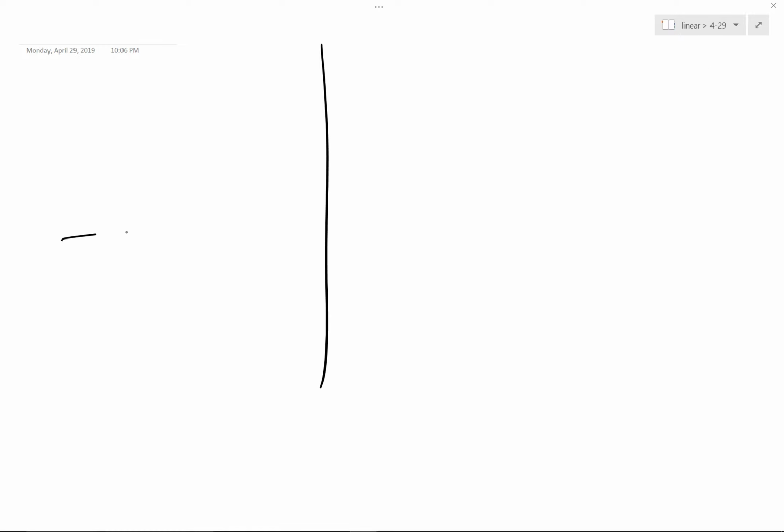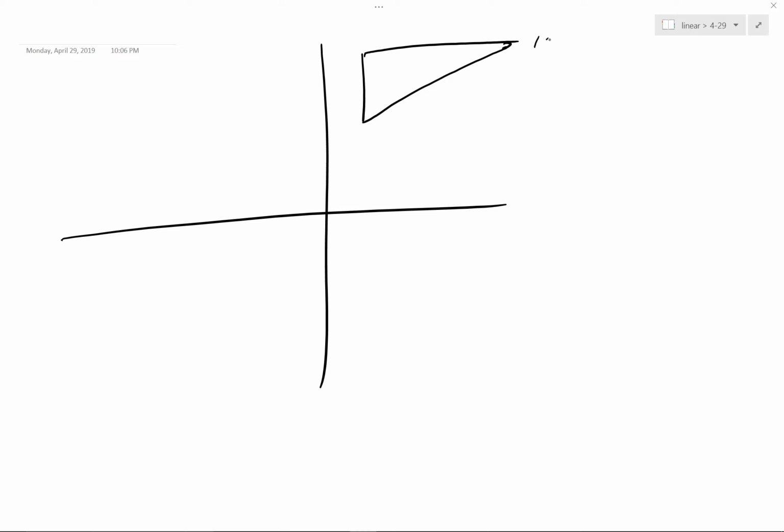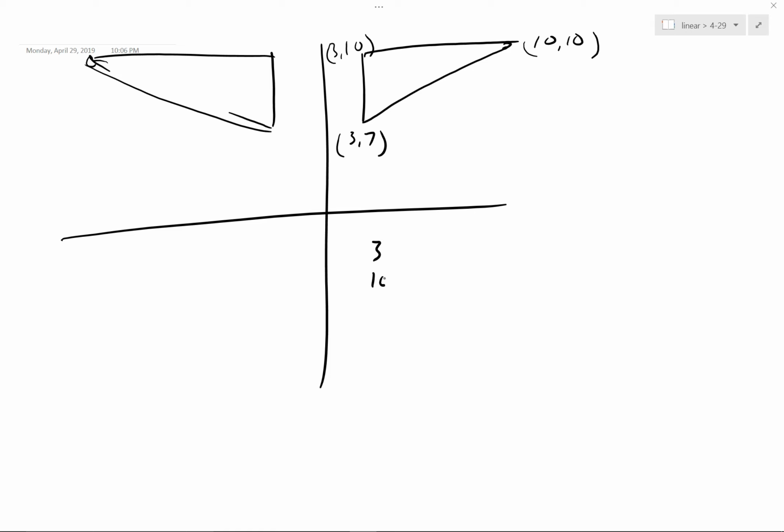What if you had a piece of something over here? Let's say a triangle. Triangles are easy. 10, 10, 3, 7, and 3, 10, because why not? If you wanted to reflect it across the y-axis, what would happen to these guys?